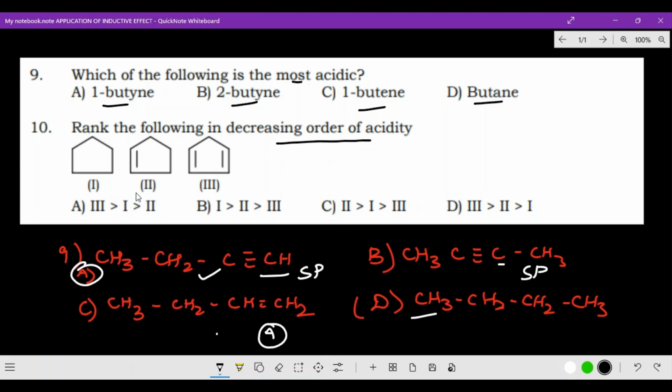Next one, easy and interesting: decreasing order of acidity. Here also the same idea, the hybridization point. Here cyclohexane, cyclopentane, cyclopentene, and cyclopentadiene. You know very well which is the correct option. This is 3 2 1, so you will put it that way. This is an easy one; you cannot expect such easy questions in exams.